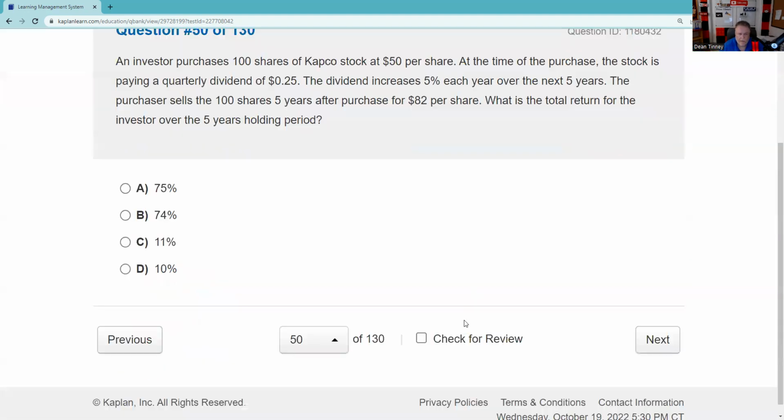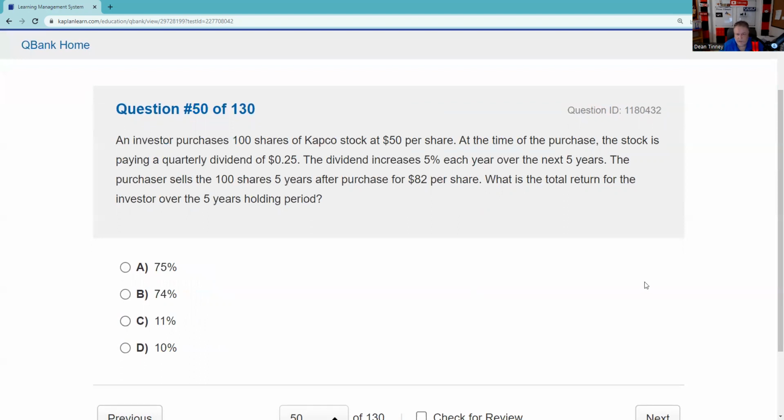An investor purchases 100 shares of Capco at 50. At the time of the purchase, the stock pays a quarterly dividend of 25 cents. The dividend increases 5% each year over the next 5 years. The purchaser sells the 100 shares after purchase for 82. What is the total return?